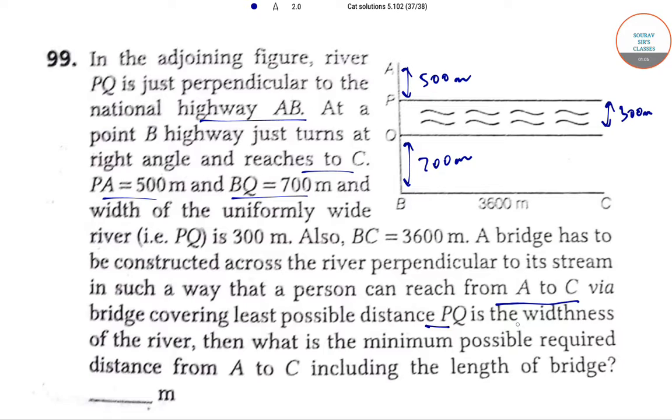PQ is the width of the river. Then what is the minimum possible required distance from A to C, including the length of the bridge?